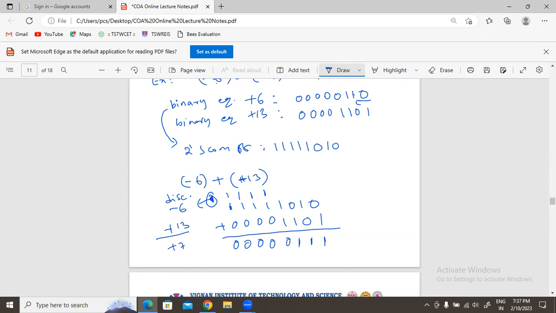Now your MSB, the leftmost bit, is 0. Therefore, it is a positive number. So 4 plus 2 plus 1 is 7. You got the same answer. Are you clear?